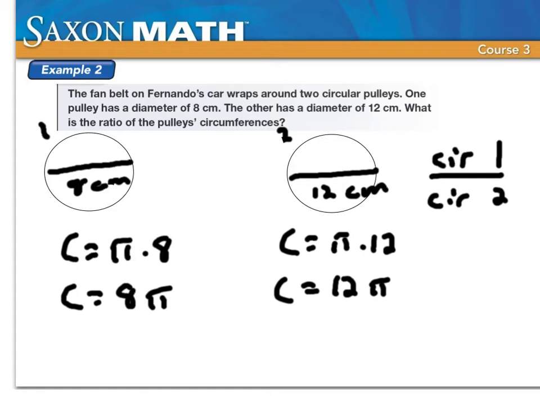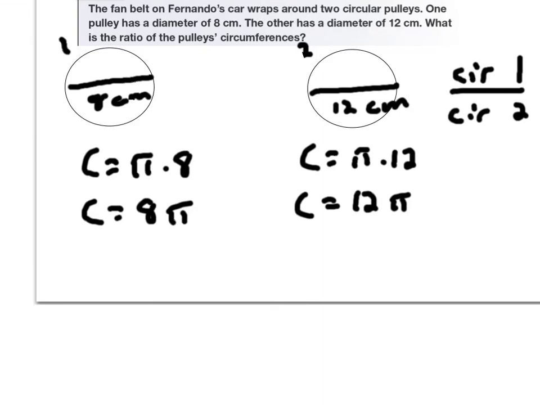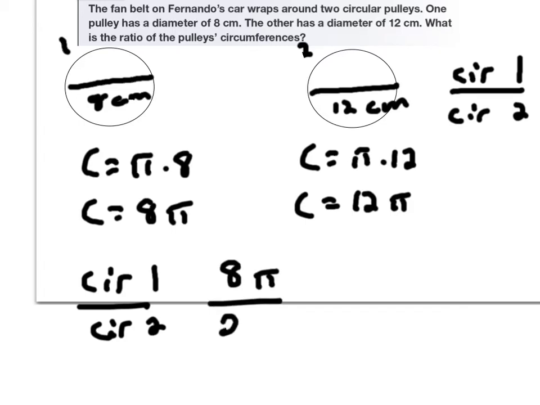But in this case, we don't care about how much the circumference actually is. It says what is the ratio of their circumferences. So it's okay to leave the answer in terms of pi. So now let's write a ratio of their circumferences. Well, whoops, sorry, we don't need that there. I accidentally clicked the wrong thing. Okay, we're going to have a ratio of the circumference of 1 to the circumference of 2. The circumference of 1 was 8 pi, and the circumference of 2 was 12 pi.